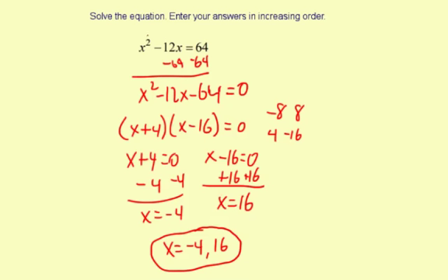And you could also mentally check these answers if you wanted to verify. Substitute a negative 4 for x here and here, then substitute a 16 here and here, and it should work out to make the equation true.